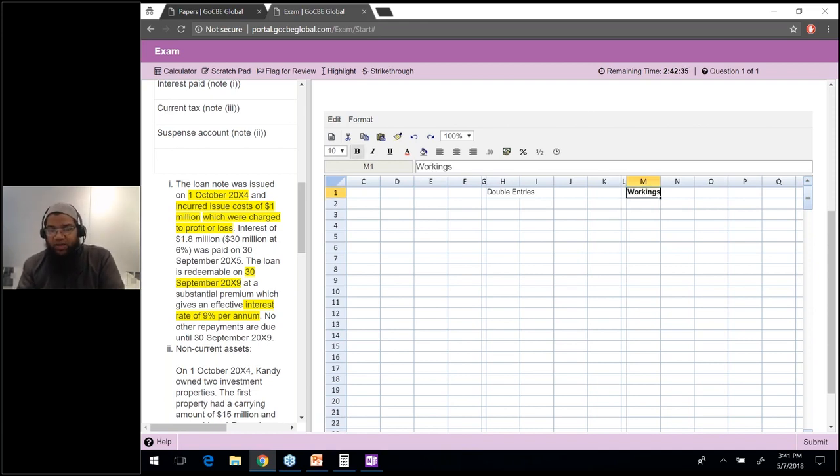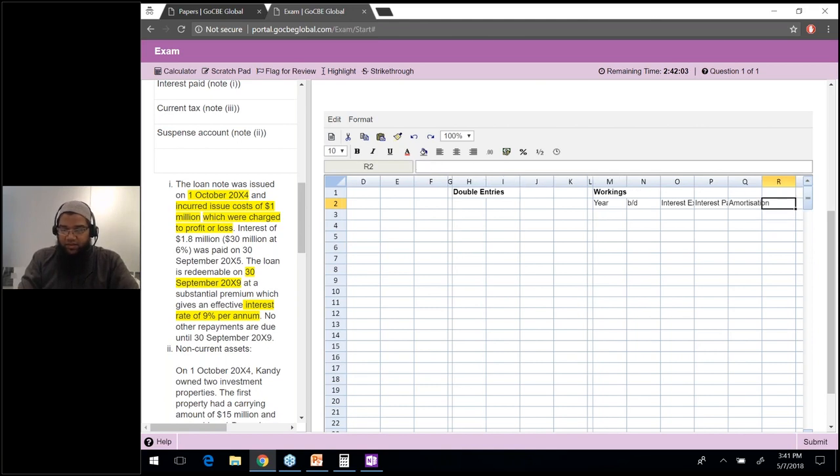I'm using Control B to make the text bold. Now I'm preparing a table where I'm writing year, brought down, interest expense, interest paid, amortization, and then carried down.